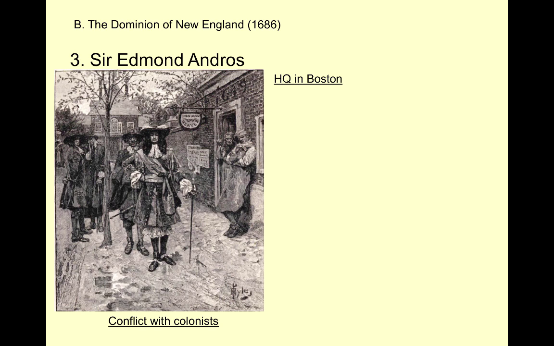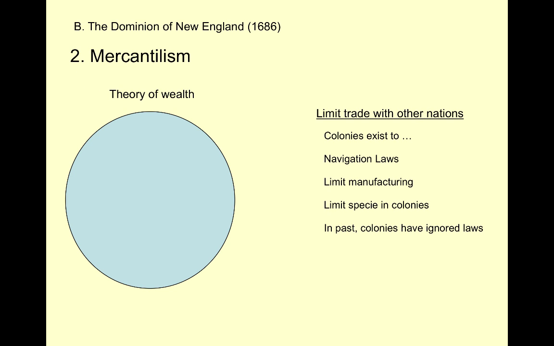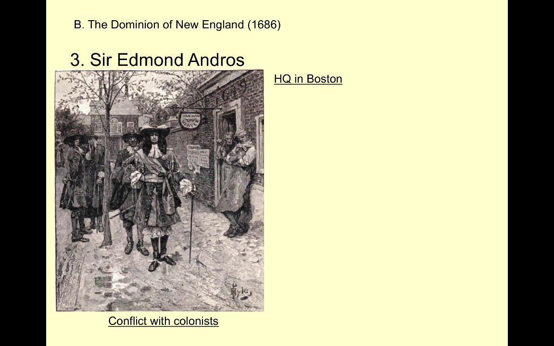So, who is the king going to put in charge of the Dominion of New England? It has to be somebody who's forceful, somebody who's going to get the job done. And so the king puts in charge Sir Edmund Andros. Here we see a picture of him. Now, he is going to be in charge of the Dominion of New England, enforcing all of these Navigation Acts on the people of the colonies.